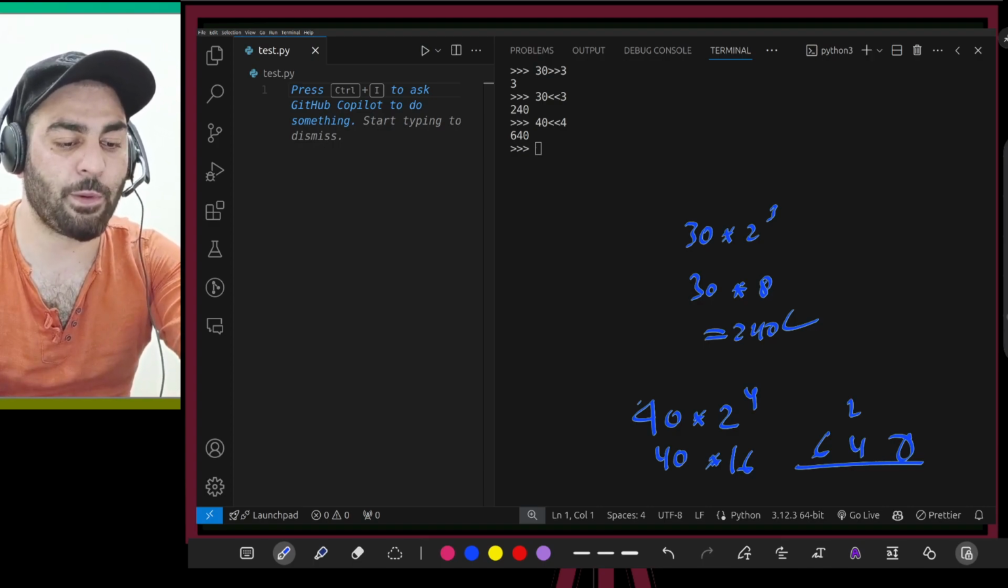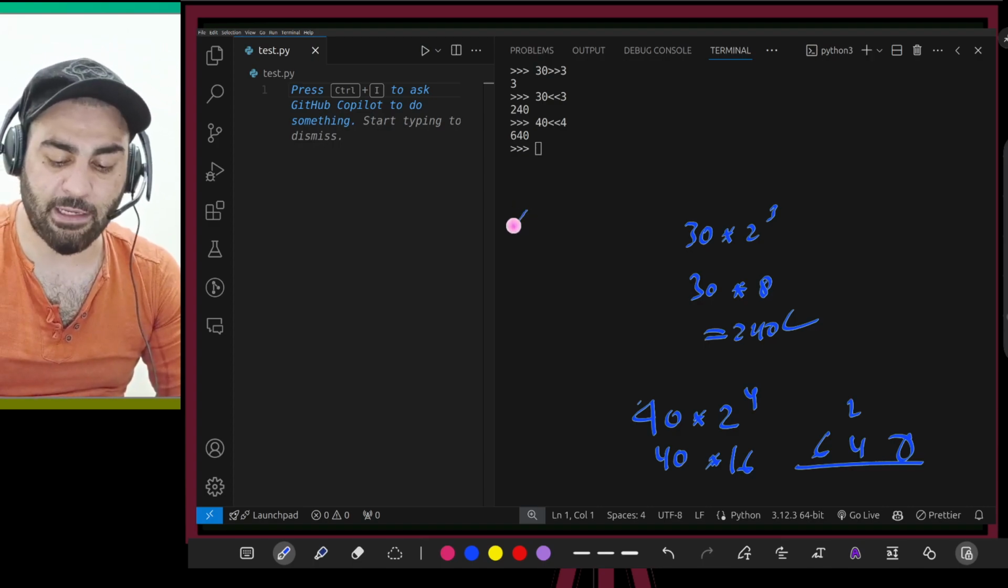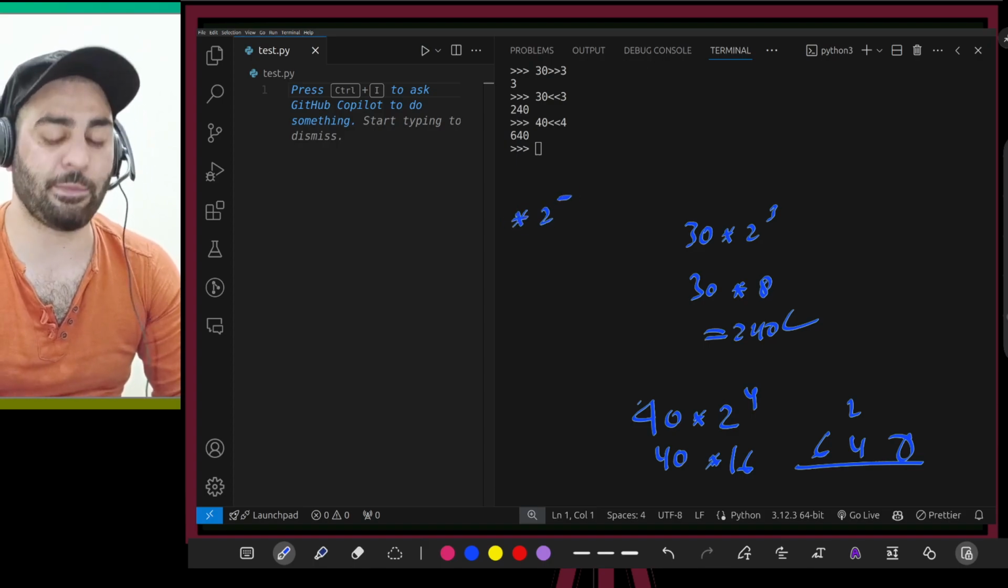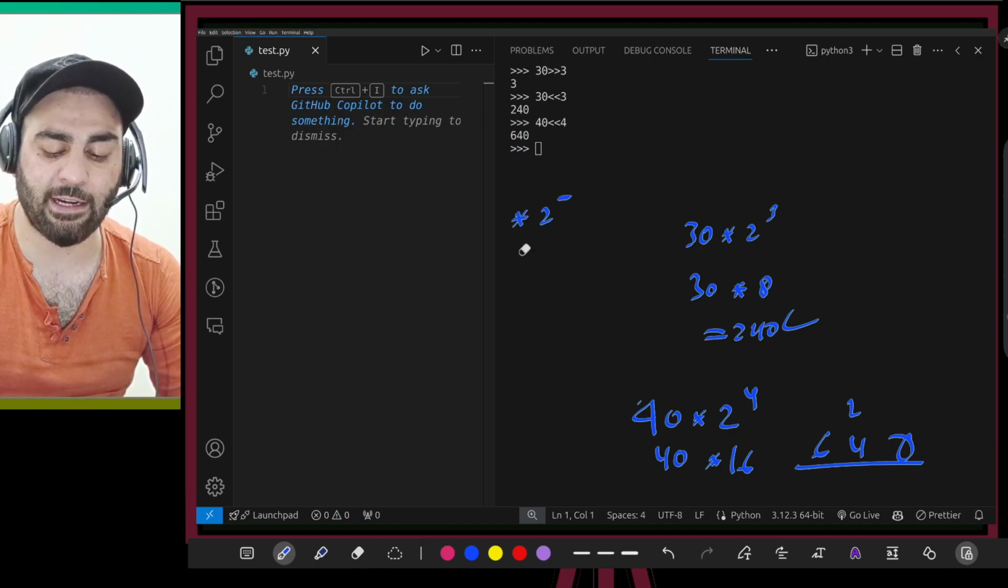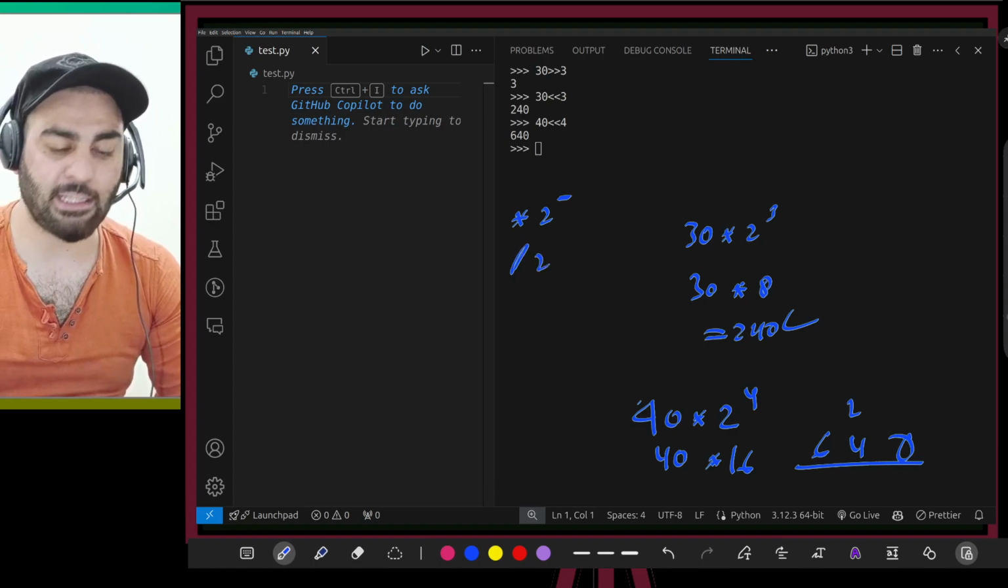So what is the left shift operator? The left shift operator will basically multiply by 2 to the power that number of times. And the right shift operator will divide by 2 to the power that number of times. Is it clear so far?